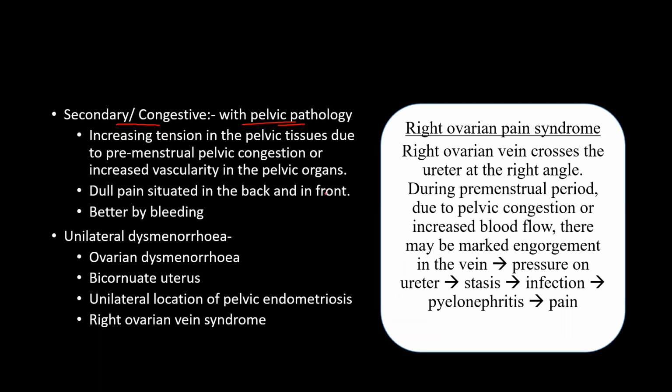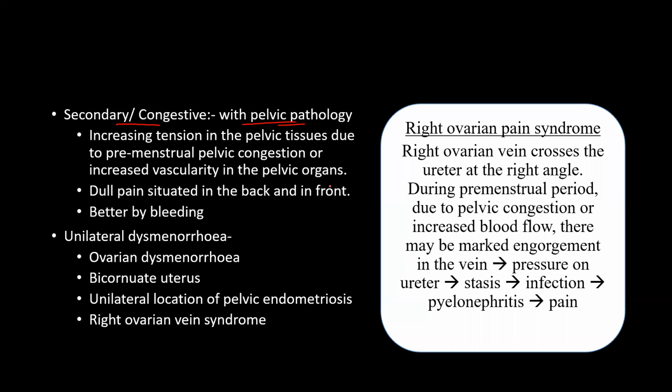Okay, if any lesion is there in the pelvic organ, we have to supply blood to that particular lesion also. So basically, there will be increased vascularity because of that. For example, fibroid. Fibroid, we know it is nothing but a growth that is happening, right? So for that growth, we have to supply blood.